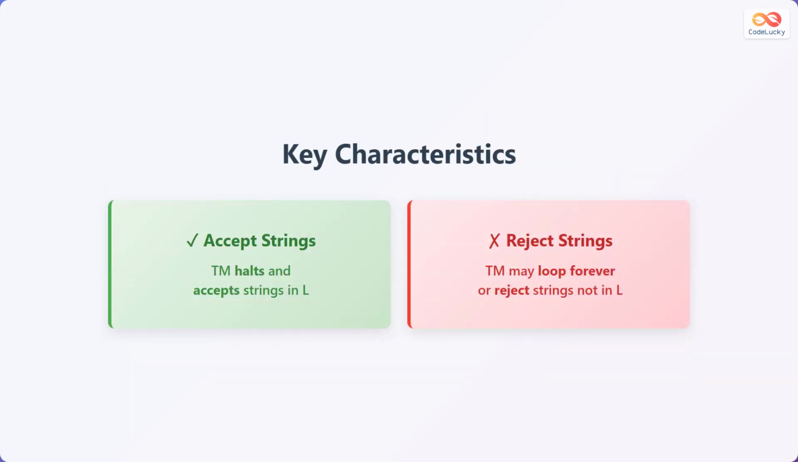Recursively enumerable languages have two key characteristics related to how a Turing machine behaves when processing strings. First, for strings that are in the language L, the Turing machine will halt and accept them. Second, for strings that are not in the language L, the Turing machine might loop forever, or halt and reject them. The important point is that it doesn't necessarily halt for strings not in the language.